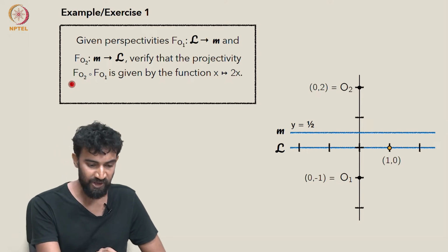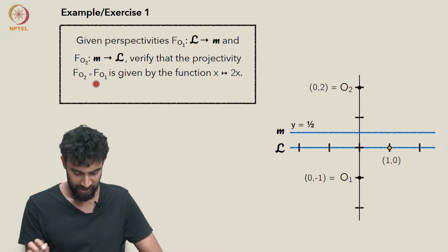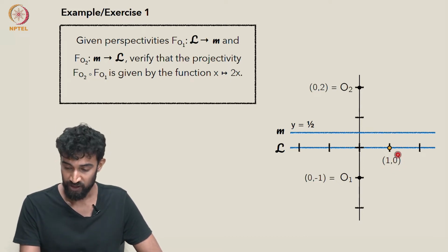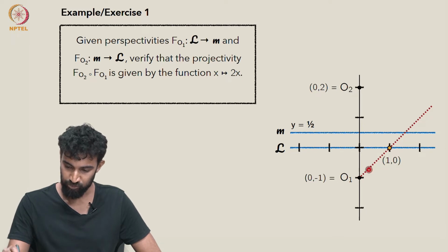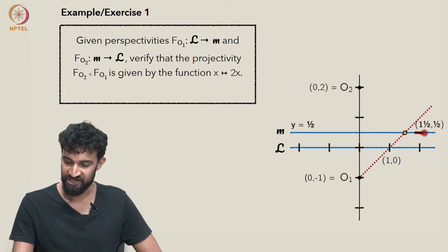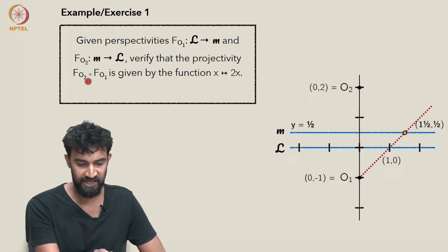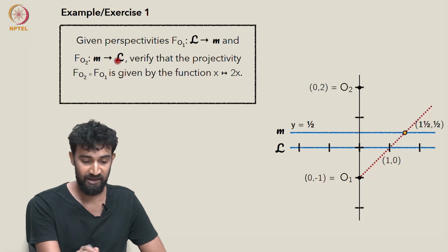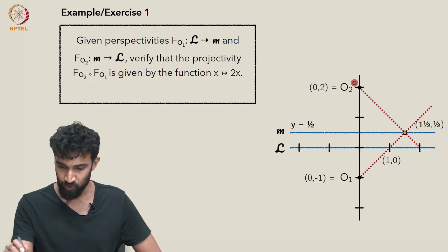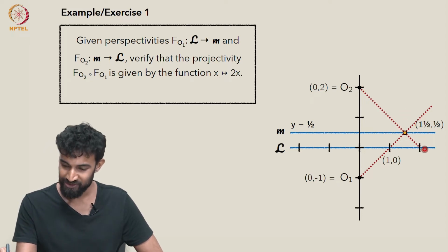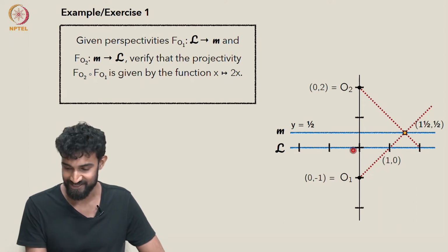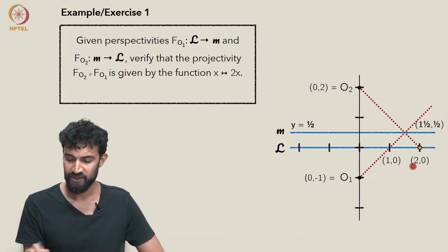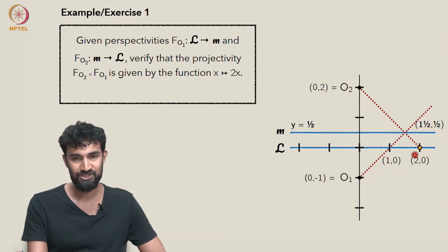So, what is F_O1 composed with F_O2 going to look like? Well, let's just try it out on this point 1, 0. Where is the point 1, 0 sent under F_O1? Well, O1 will project the point 1, 0 onto the line M over here. So it's going to go to the point 1.5, 1/2. And now where is this point going to be sent by F_O2? Well, F_O2 is going to push this point down to this point here on the x-axis. What is this point? Well, it's the point 2, 0. So we're sending the point 1, 0 to the point 2, 0. So 1 goes to 2.